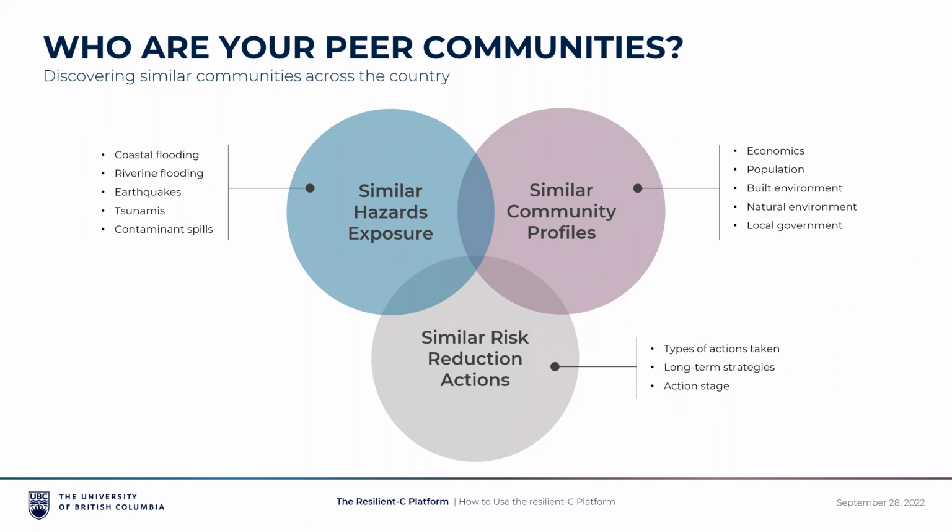Resiliency seeks to address these questions by incorporating information from three different data sets. First, which communities share similar hazards exposure to theirs? Second, which communities share similar profiles according to economics, population, built to natural environments, and local government? And finally, we'll also examine the actions these communities have taken to learn about and address local coastal hazard threats.